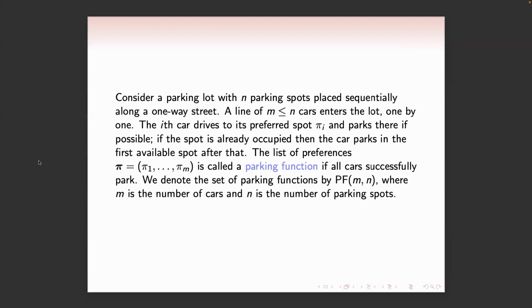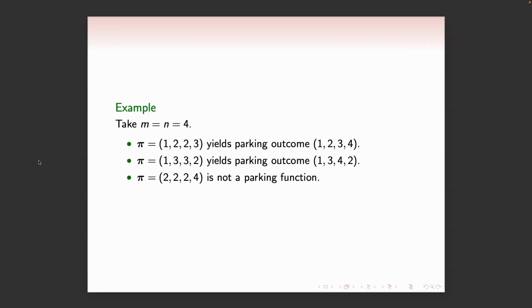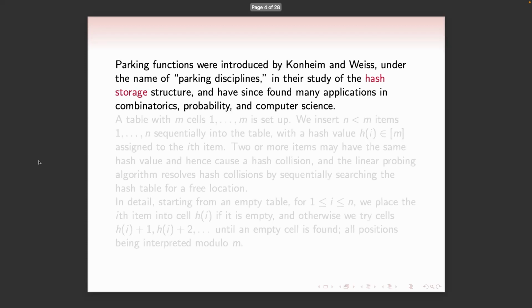Here is an example. In the first two situations, all the cars will be able to park, and here n is 4. In the last situation, the car will not be able to park, because the first car parks in spot 2, the second car parks in spot 3, and another car parks in spot 4, leaving the fourth car no available spot to park.